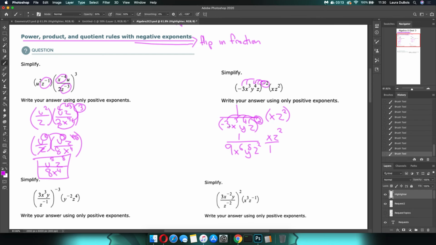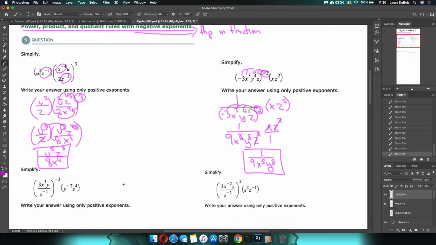Remember that that's over 1, so let's see if there's any subtraction we can do. Z squared and z squared completely cancel out. This x only gets rid of one of these x's, so my final answer is 1 over 9x to the 5th, since we're down 1, y to the 8th as my final answer.